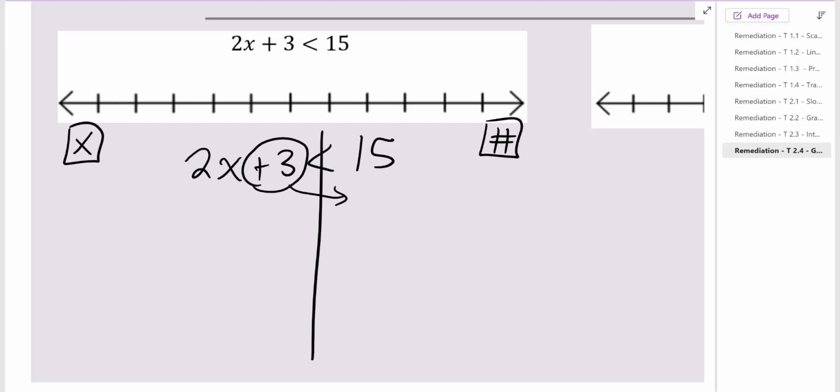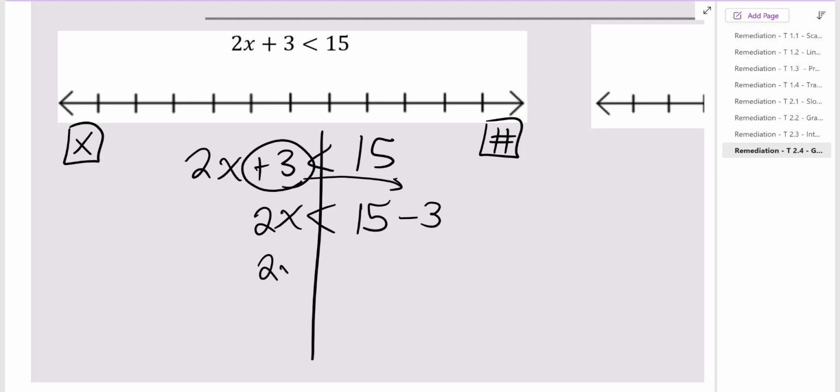Okay, so first, 2x is good, so copy below. El grupo 2x está bien, copio abajo. 15 is good, copy below. El grupo de 15 está bien porque está en el lado de los números y 15 es un número, copio abajo. But 3 is positive, now we're going to make it negative. When it crosses the line, change the sign. And now we can simplify. Ahora podemos simplificar. 15 minus 3 is 12.